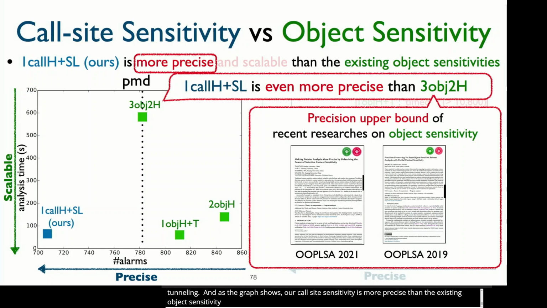And surprisingly, our call size sensitivity is even more precise than conventional 3-object sensitivity. Conventional 3-object sensitivity is known as a very precise context, which is used as the precision upper bound of recent research on object sensitivity.